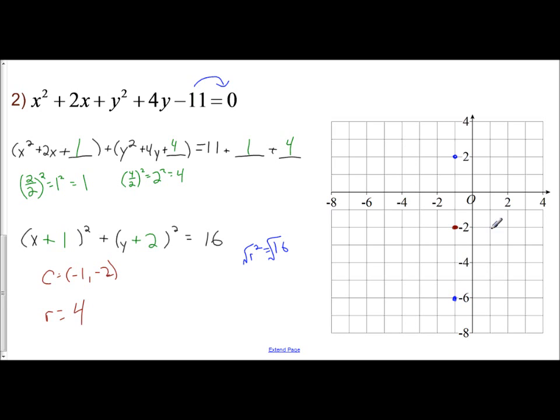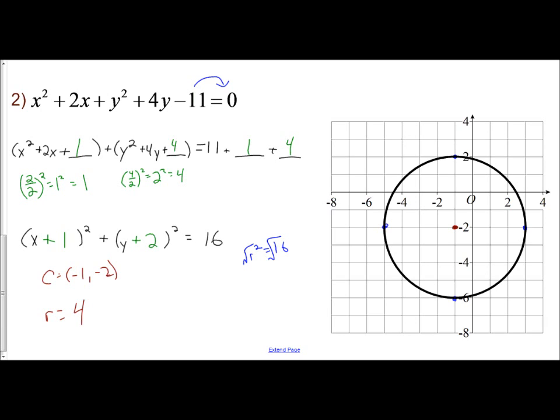go to the right 4 units, and go to the left 4 units. And then connect it with a circle. And there you go. There's the graph of the circle.